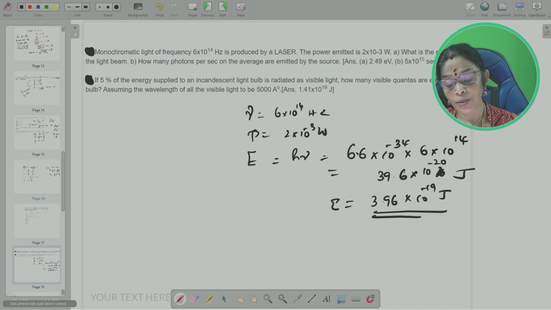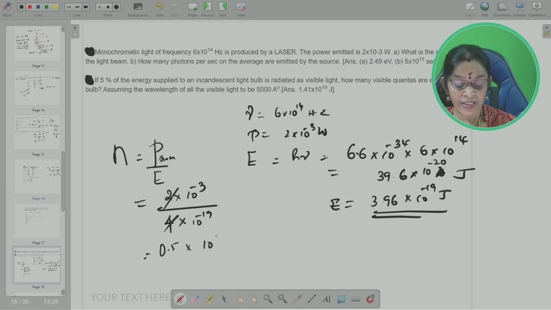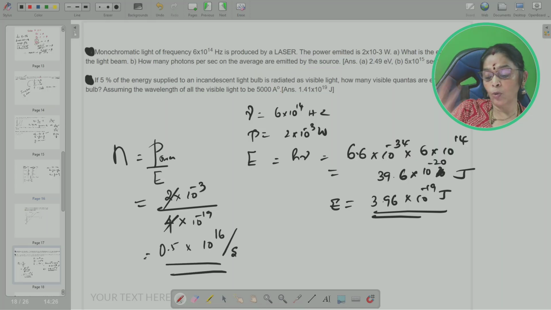So that is the energy. How many photons per second? We have already seen that number of photons is equal to power by energy. So that is equal to power, 2 into 10 power minus 3, divided by 3.96, approximately I am taking as 4 into 10 power minus 19. 2 by 4 is 1 by 2, 0.5. 0.5 into 10 power plus 16, so 10 power 16 per second. That is all, children. So this is how we need to do it.